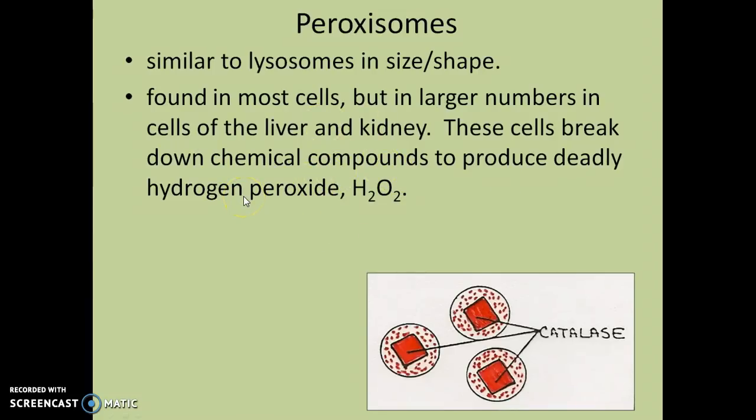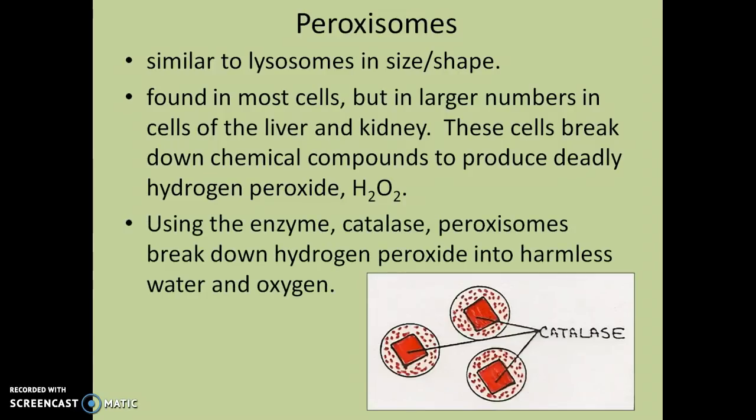So our body does actually make this, and we don't want it. So peroxisomes will take that hydrogen peroxide and, using the enzyme catalase, will break it down into water and oxygen, in this chemical equation you see here.